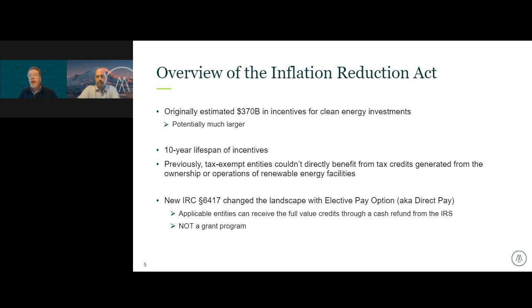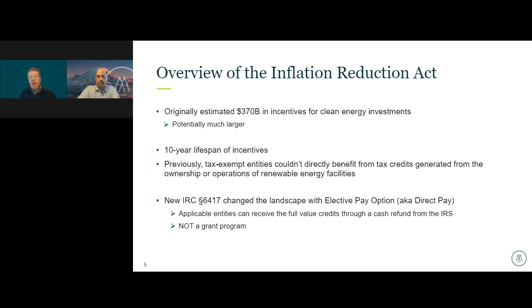But because the IRA allows for tax exempt entities, and we'll talk a little bit about the definition of that, to essentially generate these credits, and rather than use them to offset tax, actually just receive a check in the value of the credit, it's a very unique proposition that allows us to have a webcast like this and talk to you about what is available.